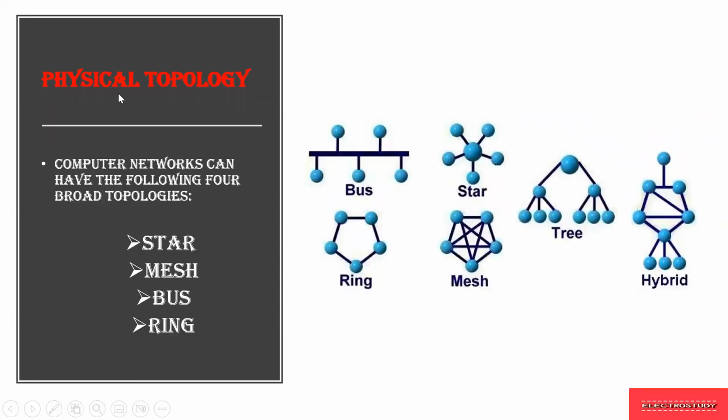And next, you have physical topology to be studied. So these are the four topologies that are followed by different networks. Networks select different topologies to communicate. So bus, star, mesh, ring, all these. There are other types also, tree and hybrid.